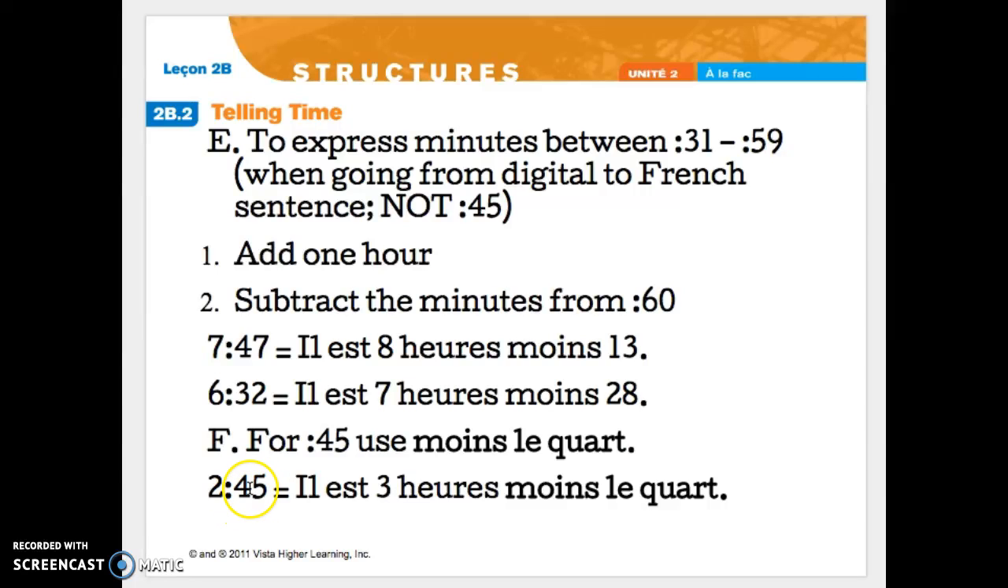Is the minute greater than 30? Yes. So yes, you do add the hour as in step E, but instead of subtracting and writing something about a 15, you use moins le quart, literally minus the quarter.